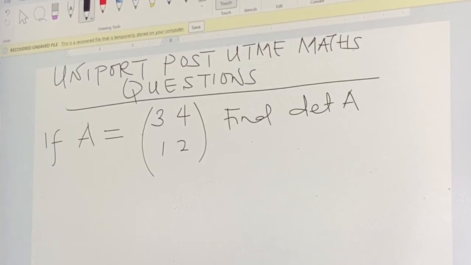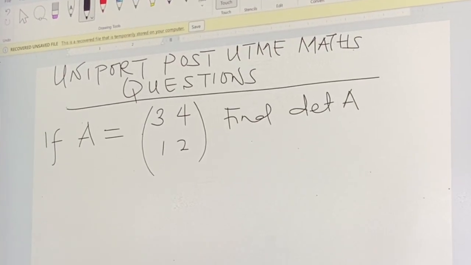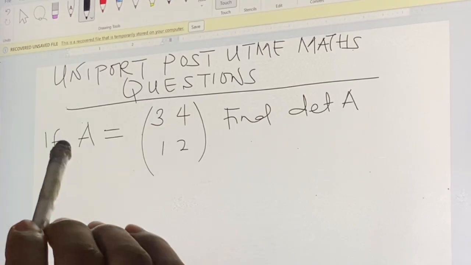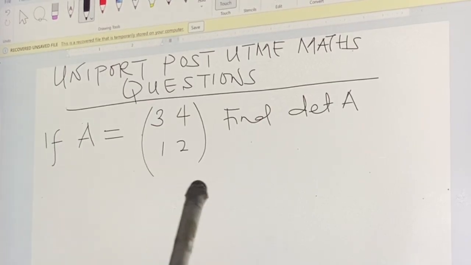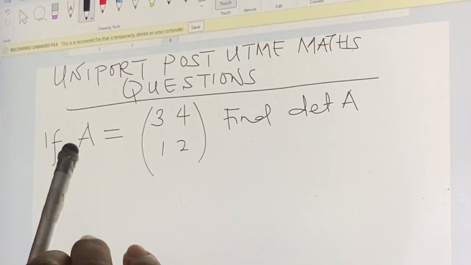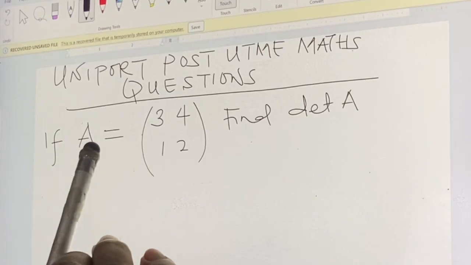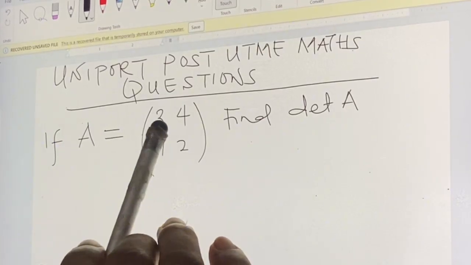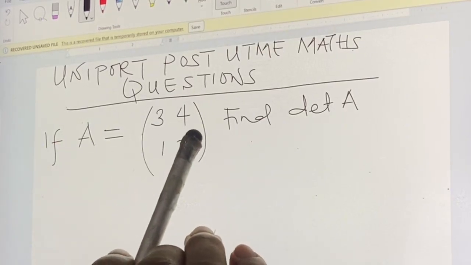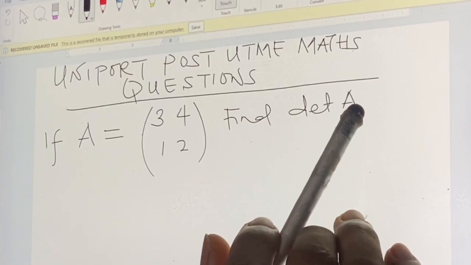In this video, we're going to focus on UNIPORT post-UTME math questions, 2026 possible questions. We are given a question here. They said, if matrix, this is a matrix question. If A is equal to the matrix 3, 4, 1, 2, find |A|.